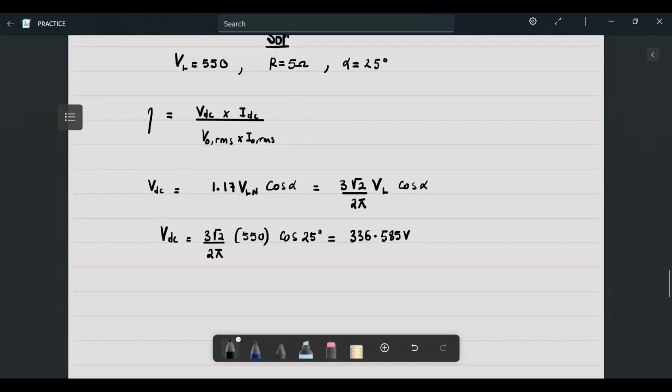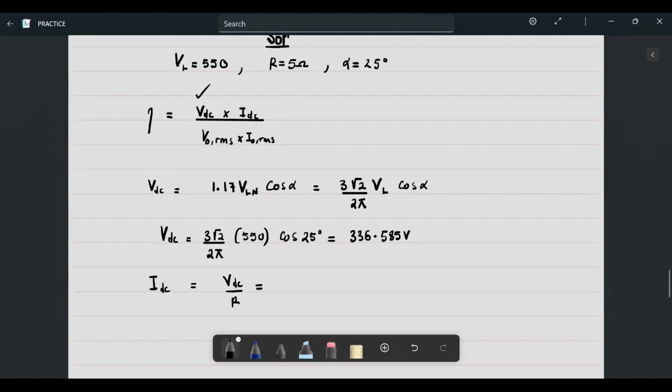Okay, so this is a DC voltage, right? We have managed to find this. Since we have the VDC voltage, you can also find IDC now. So IDC will just be equal to VDC divided by the resistance, okay?